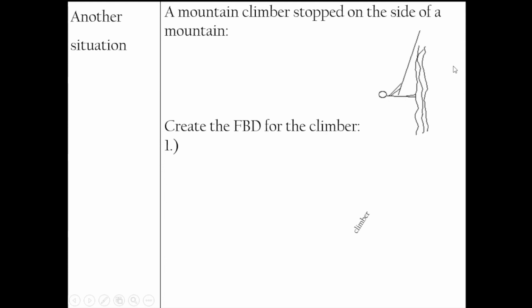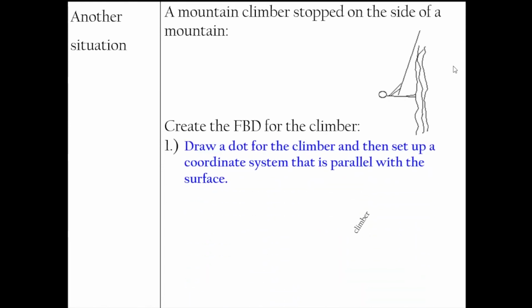Next, let's take a look at a mountain climber who stopped on the side of a mountain. Our first step is to draw a dot for the climber and then set up a coordinate system, again, that is parallel with the surface. So here's an example of what my coordinate system should look like. I have my climber represented by this dot right here, and then my coordinate system that is parallel with the surface. So this line right here should represent my surface or the mountain.